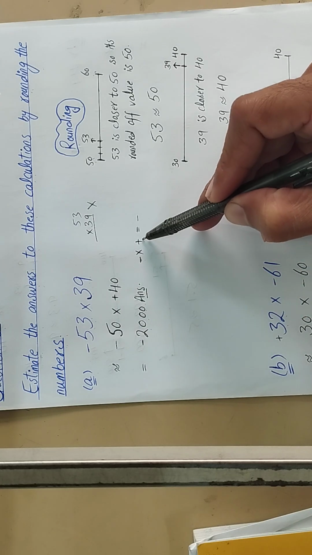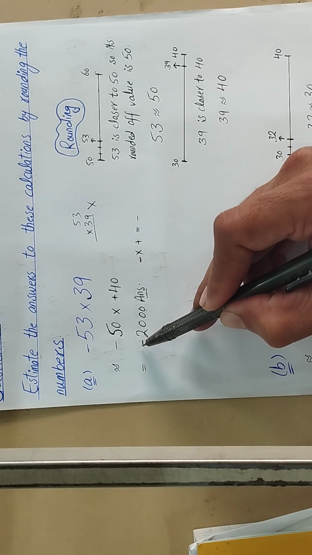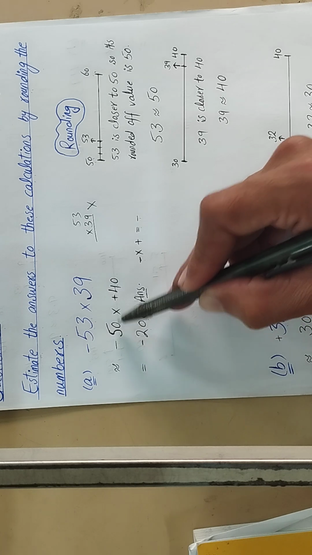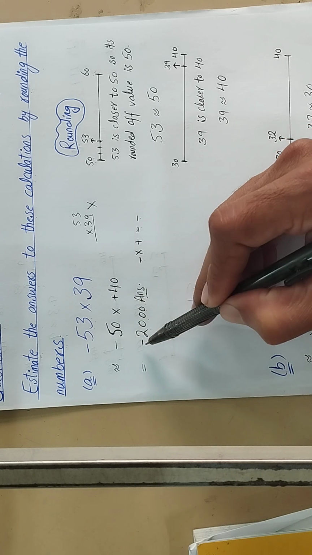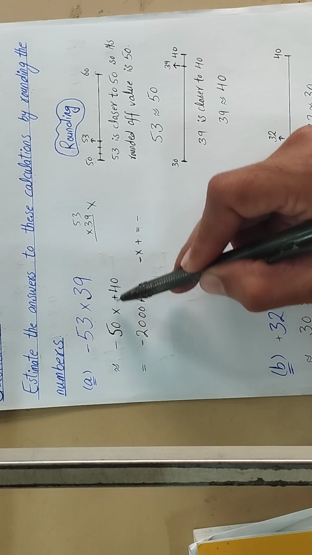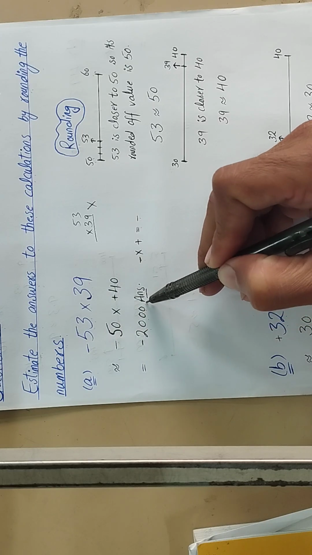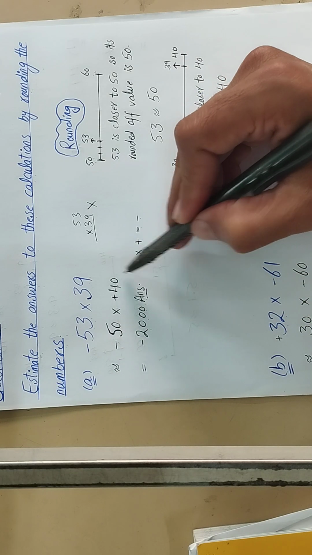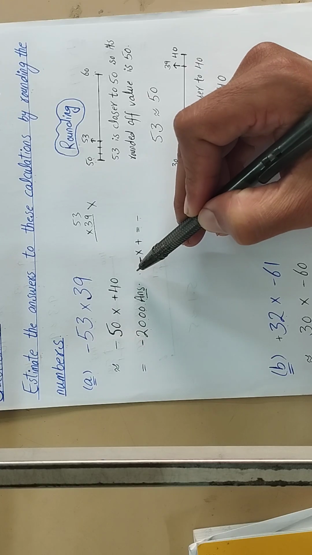Minus multiply plus is equal to minus, therefore we should write minus sign with it. Multiply the numbers first and then write the sign by checking the signs of these two numbers. Minus multiply plus is minus, so minus 2000 is our answer. There are two steps in this question. What is our first step?